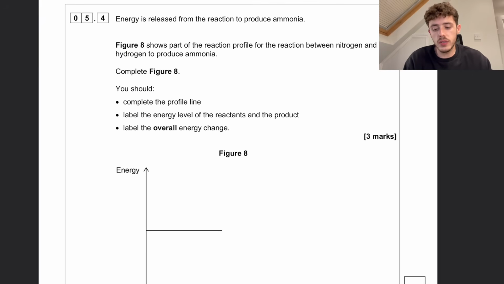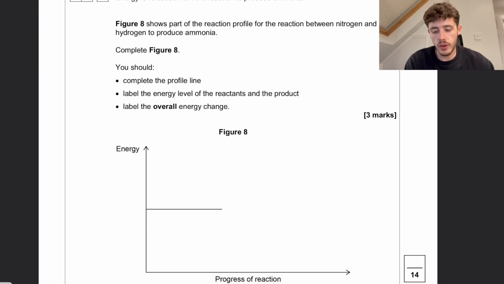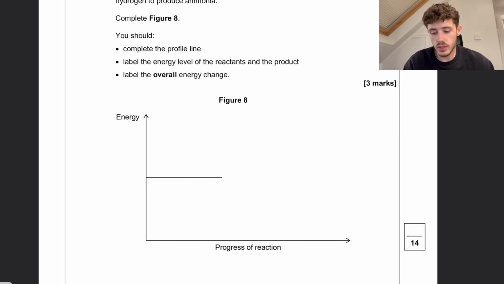5.4. Energy is released from the reaction to produce ammonia. Figure 8 shows part of the reaction profile for the reaction between nitrogen and hydrogen. We need to complete the profile line, label the energy level of the reactants and the product, and label the overall energy change. If you've revised anything about endo and exothermic reactions, this will be second nature. And because energy is released during the reaction, it is an exothermic reaction because energy exits.